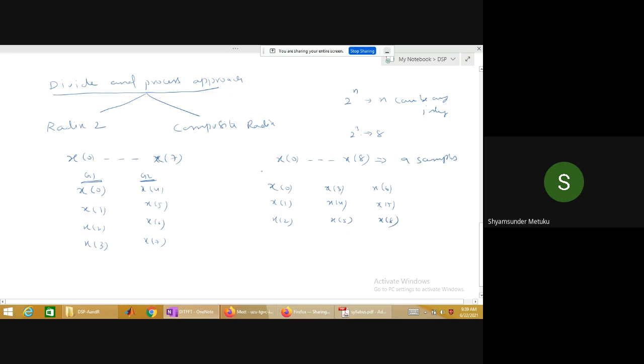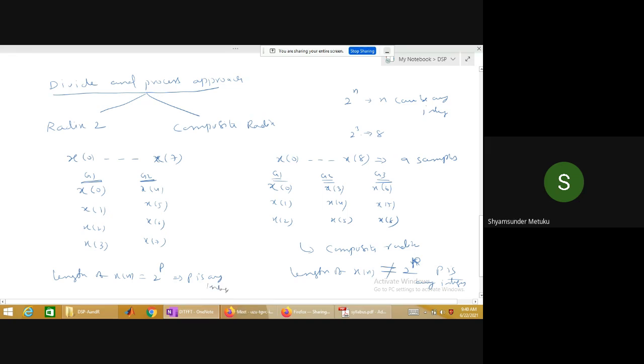Is it clear? Group 1, group 2, group 3. So whenever you have this provision, it is called composite radix, because the length of your input x of n is not equal to 2 power integer. It's not n, but some p you can take, where p is any integer. Whereas in the radix 2 case, the length of x of n is equal to 2 power p, where p is an integer.